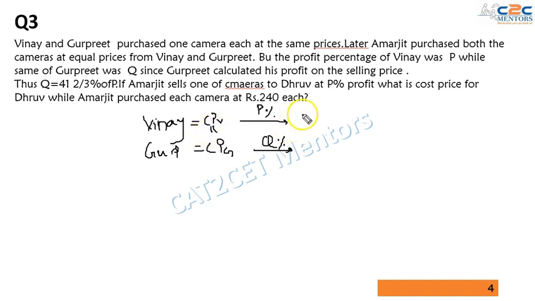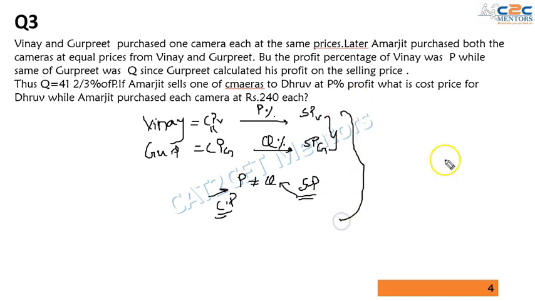Both of them sold to Amarjit, but the selling price, this is SPV and this is SPG, even both of them is equal, but P is not equal to Q because P is calculated with base cost price and Q is calculated with base of selling price. So this is the main concept that is involved. Rest is only the calculation. I hope this question is clear to all of you.